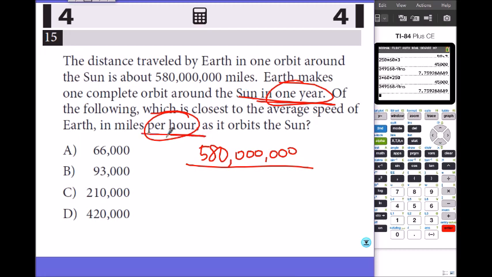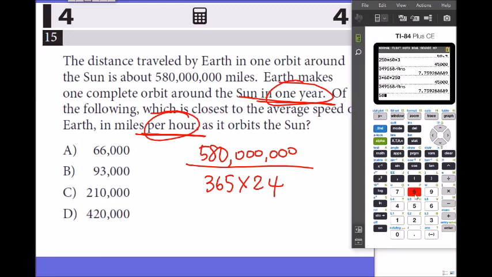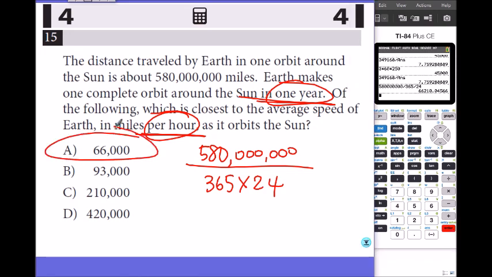To change it to hours, there are 365 days, and how many hours in each day? 24. So that will give me the total number of hours, right? Now you just plug it in: 580 million divided by 365 divided by 24. They're both in the denominator, so you have to divide them. So it's about 66,000. So it is A.